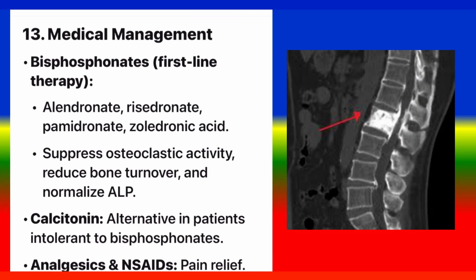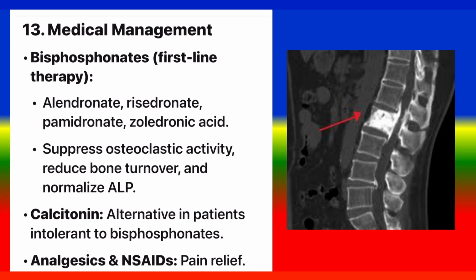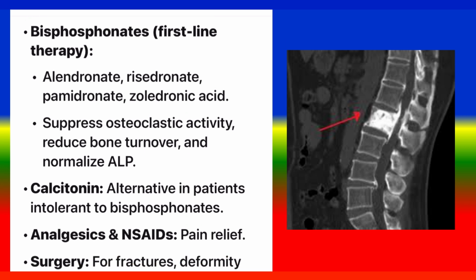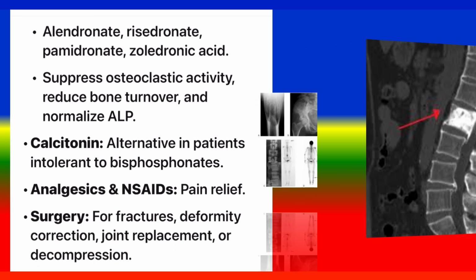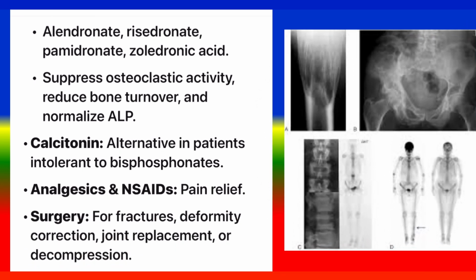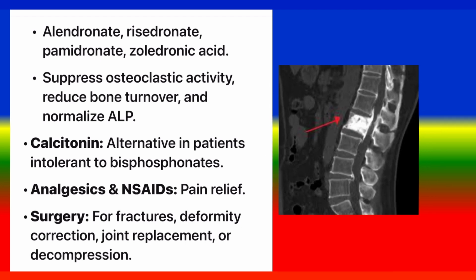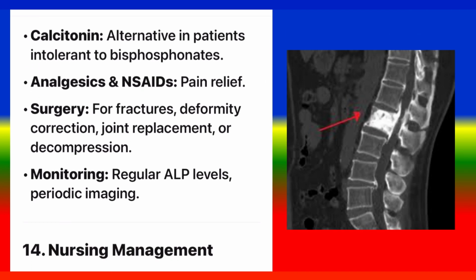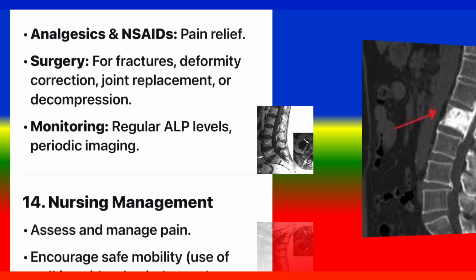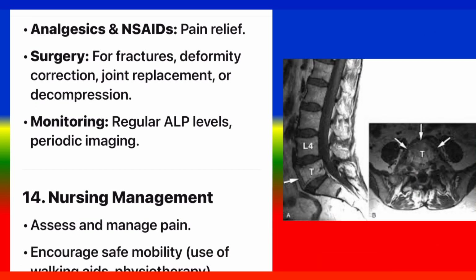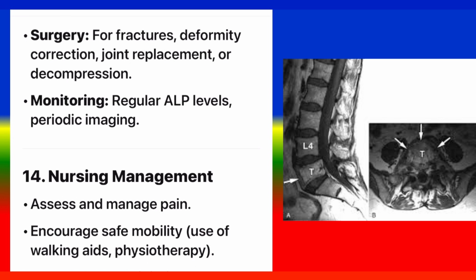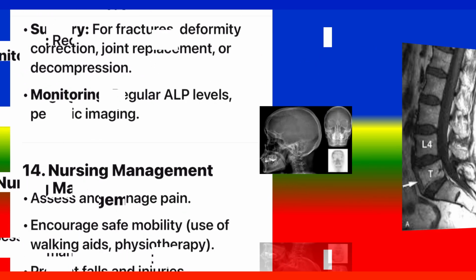13. Medical management. Bisphosphonates, first-line therapy: alendronate, risedronate, pamidronate, zoledronic acid. They suppress osteoclastic activity, reduce bone turnover, and normalize ALP. Calcitonin, an alternative in patients intolerant to bisphosphonates. Analgesics and NSAIDs for pain relief. Surgery for fractures, deformity correction, joint replacement, or decompression. Monitoring: regular ALP levels, periodic imaging.